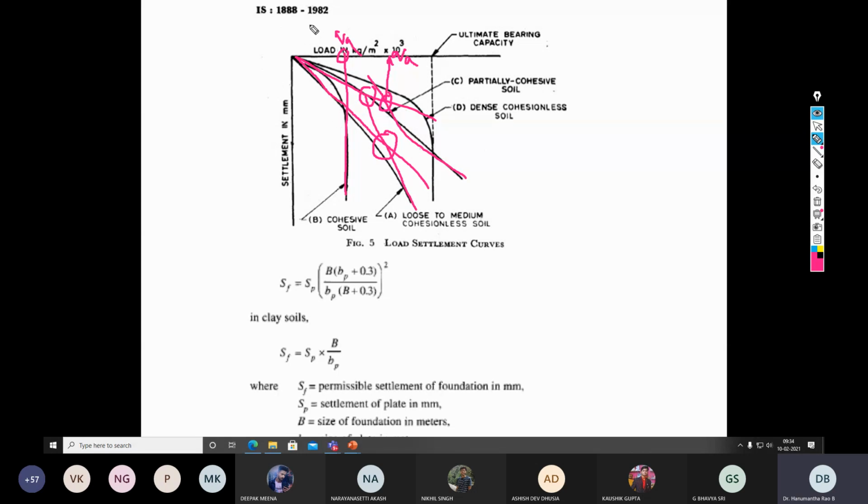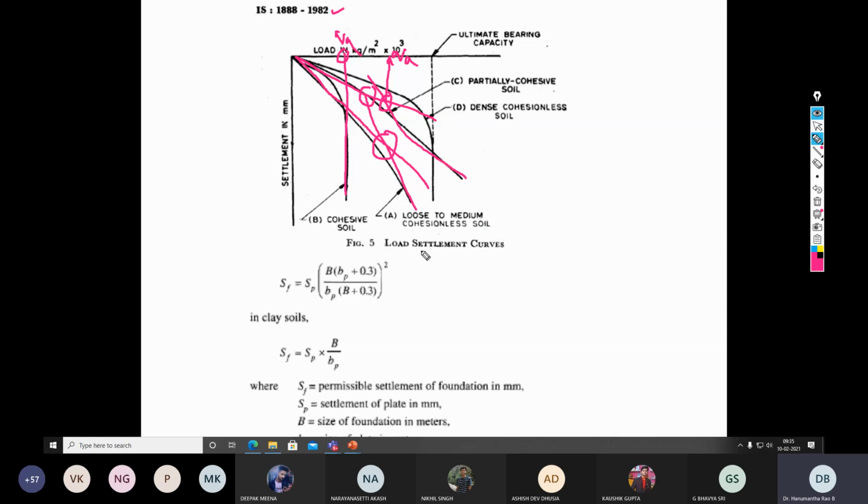So these are the guidelines given by Bureau of Indian Standards code IS 1888:1982. This is a guideline on interpretation of the ultimate bearing capacity of the soil based on the plate load test. Now there are some other equations also given by the same code. How shall we use those equations? Now let us try to understand.